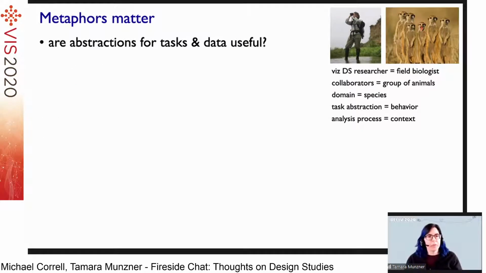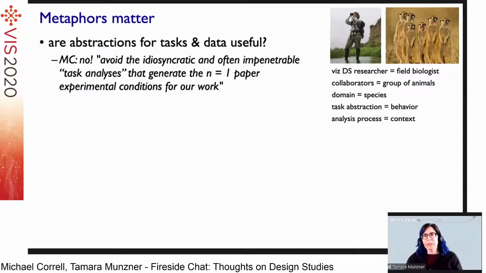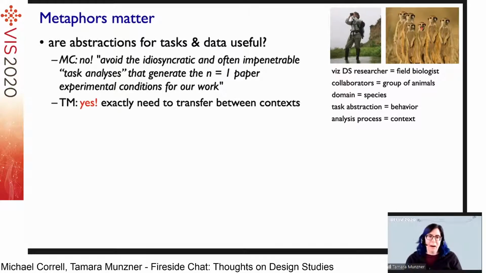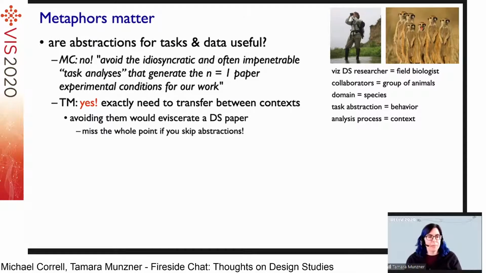Continuing with that metaphor, are abstractions for tasks and data useful? Michael is skeptical. He says we should avoid the idiosyncratic and often impenetrable task analyses that generate the N=1 paper experimental conditions for our work. I think they're totally useful. You exactly need them to transfer between these contexts. And if you avoid them, you've pretty much eviscerated the poor design study paper. So you miss the point if you skip that section.